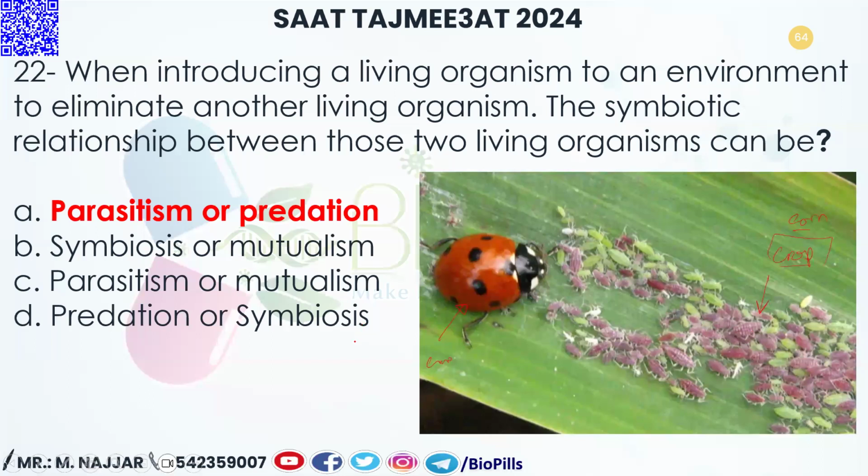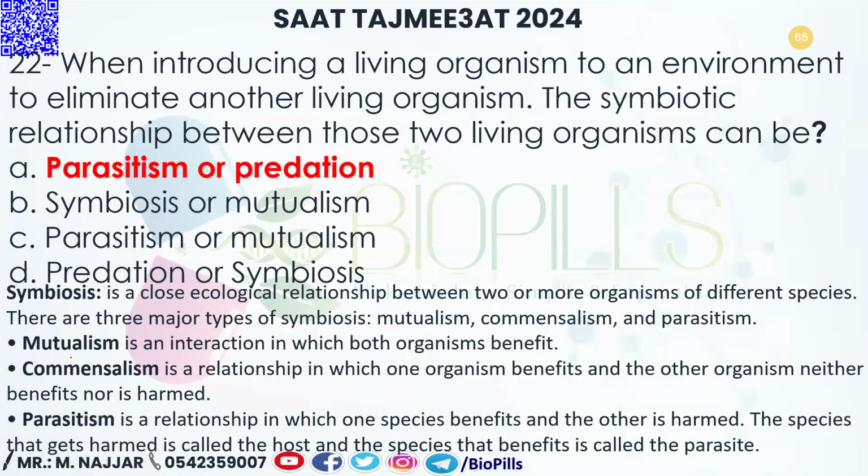Yeah, this is the detailed explanation. We have mutualism, which is a win-win relationship. Both are benefiting. We have commensalism, in which one organism benefits, but the other organism is neither benefited nor harmed. We have parasitism, which is a win-lose relationship, one organism benefiting while harming the other organism.